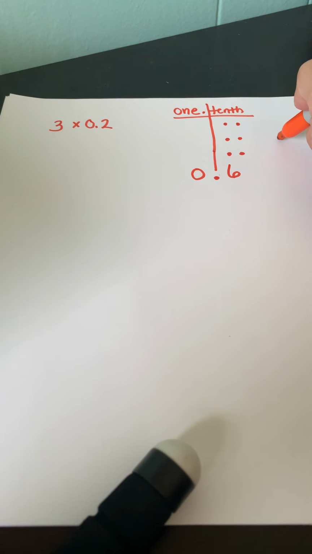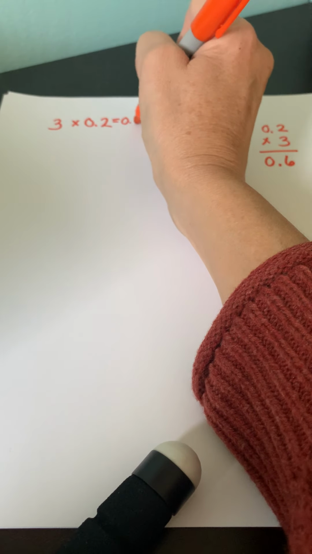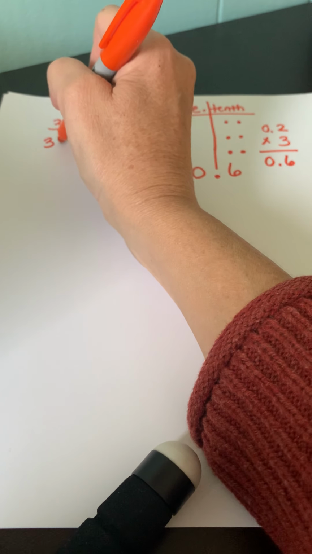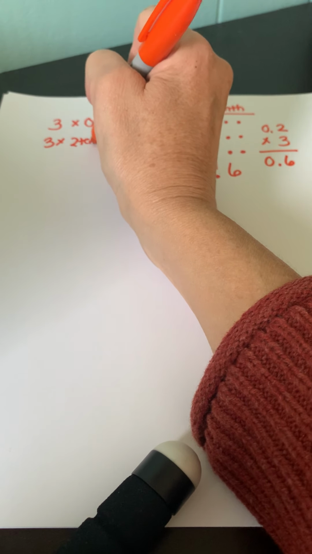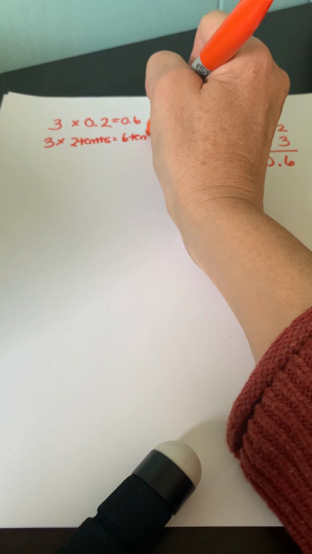I could write this in a standard algorithm. 3 times 2/10. 3 times 2 is 6/10. 3 times 2/10 is 6/10. I could also think of this in unit form. 3 copies of 2/10 equals 6/10.